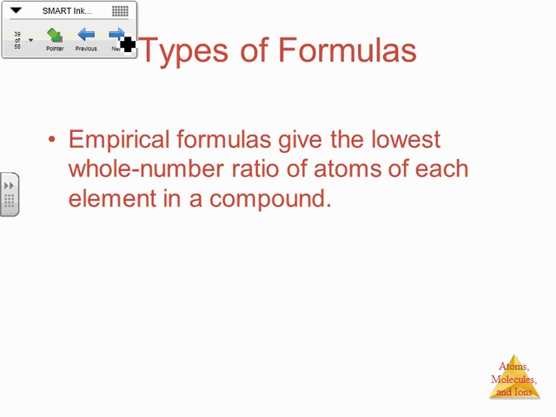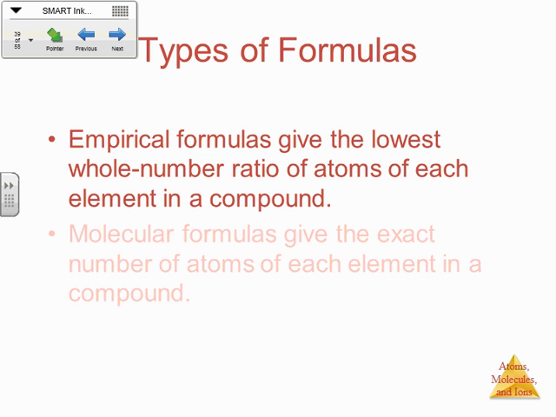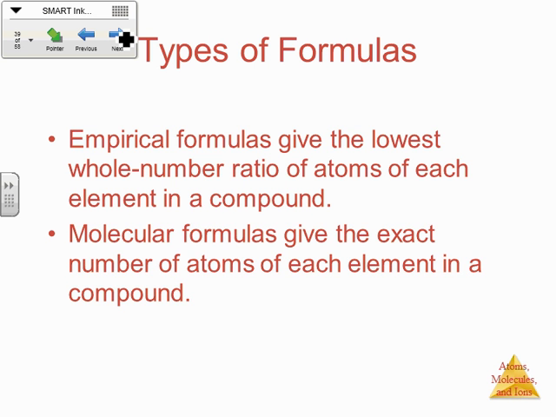Okay, types of formulas. We've got empirical formulas and we've got molecular formulas, okay? And I think you guys remember those from last year. Empirical formulas are the lowest whole number ratios. Molecular formulas, that's exactly what's in the compound, okay? So an empirical formula might not be exactly what's there. It's reduced to the lowest ratio, okay?